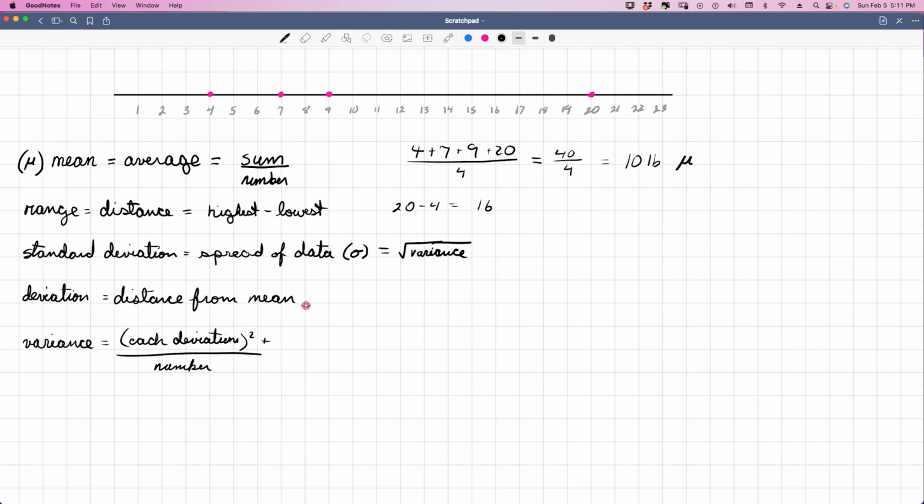So we would find the mean, and I'm going to mark it with this blue right here. The mean is 10, that's the average. So what we would do is find the distance from 10 that each number has. So from 9 to 10, we have a distance of 1. From 7 to 10, we have a distance of 3. And from 4 to 10, we have a distance of 6. And then from 10 to 20, we have a distance of 10. So those are our 4 deviations.